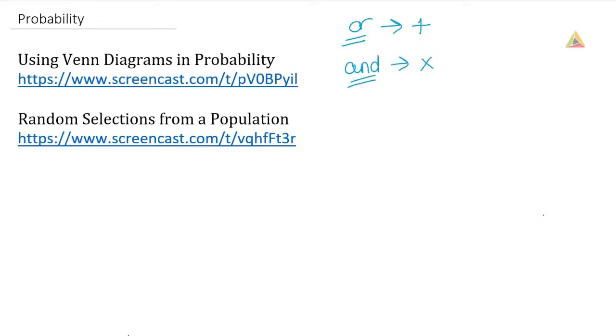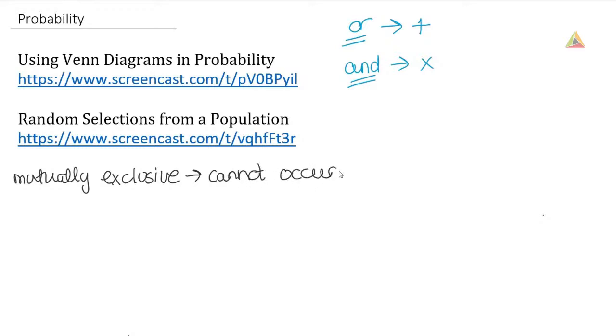There's something else that we need to be aware of then. So the next thing we need to be aware of is this term mutually exclusive. The term mutually exclusive means that they cannot occur at the same time. Now, what we mean by that is when we're carrying out experiments, we're looking at the outcomes of those experiments. And sometimes we can get more than one outcome occurring at the same time.